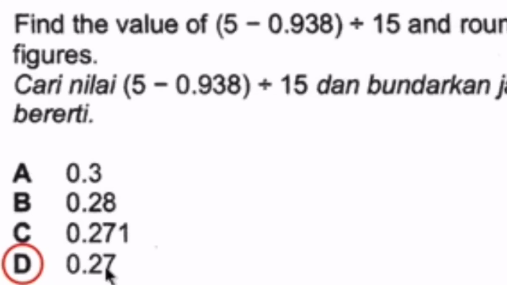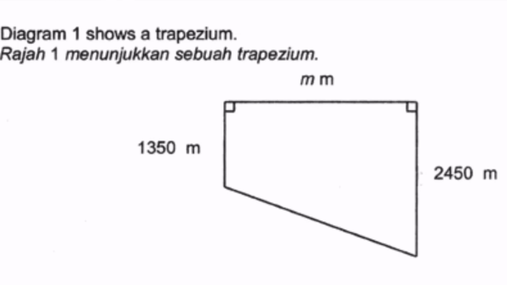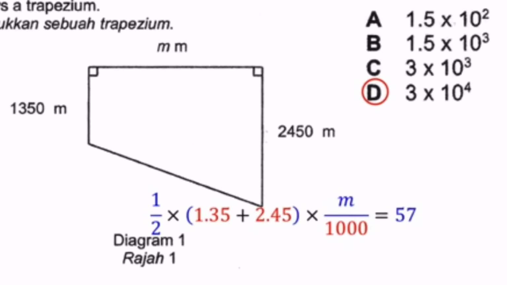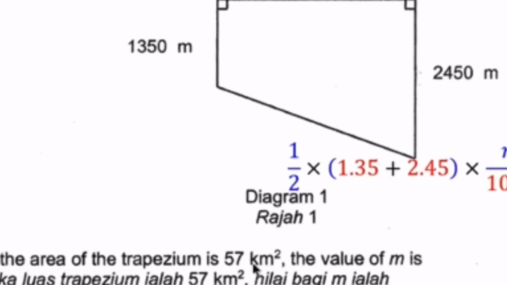Let's proceed to question number 2. Question number 2 is about standard form. So Diagram 1 shows a trapezium. The trapezium is given in units of meters. The area was given as 57 kilometers squared. So in this case, we have to convert meters to kilometers. So each of the lengths you have to divide by 1000, because 1 kilometer is 1000 meters. That means 1 meter is 1 over 1000 kilometer.